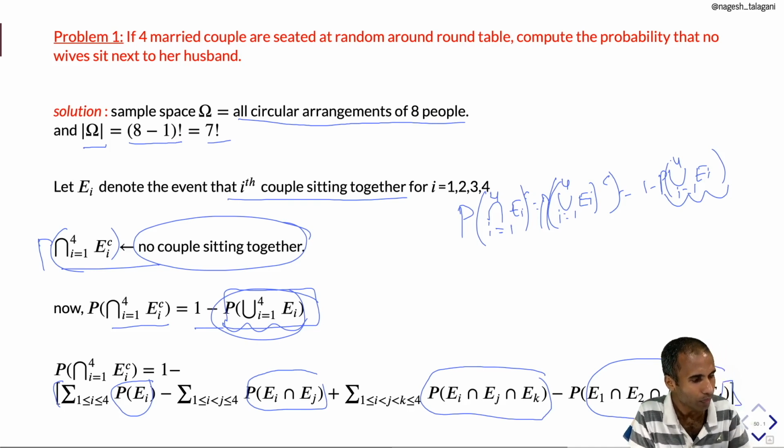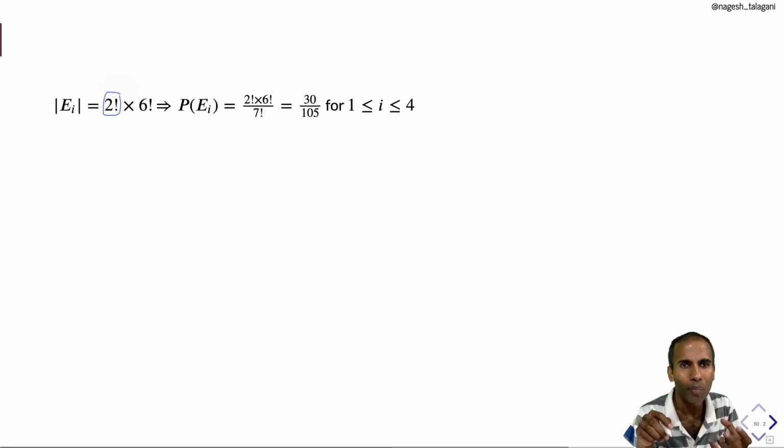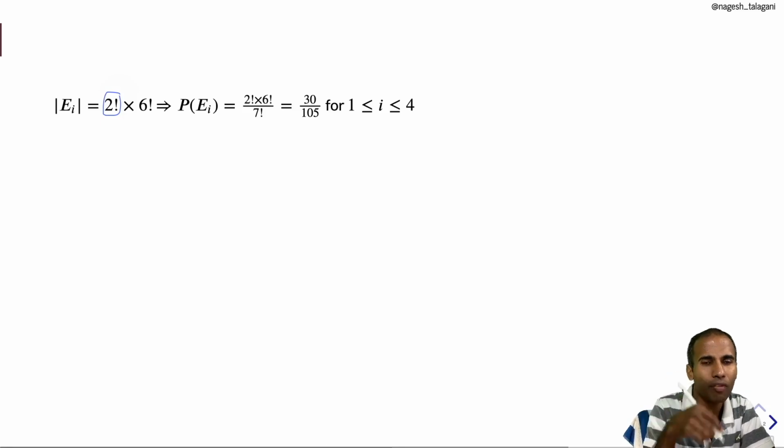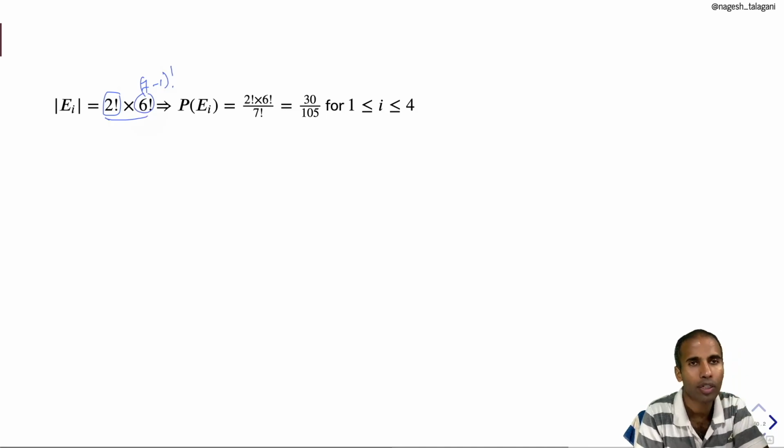Then we plug it here, and we get the required probability. Now, to compute the probability of Ei, let's look at the size of Ei. Ei is the event consisting of all outcomes in which the ith couple is sitting together. To count this, our idea is to tie the ith couple, which can be done in 2 factorial ways. Once you tie them, you treat them as a single person. Now 1 plus the remaining 6 people, so there are a total of 7 people. You can arrange them in a circular fashion in 7 minus 1 factorial ways, that's 6 factorial. So the number of elements in Ei is 2 factorial times 6 factorial.